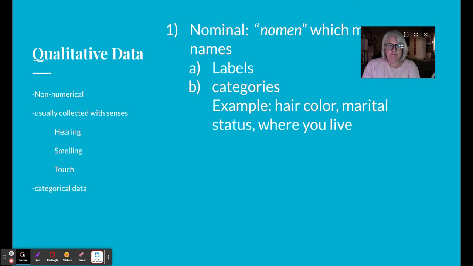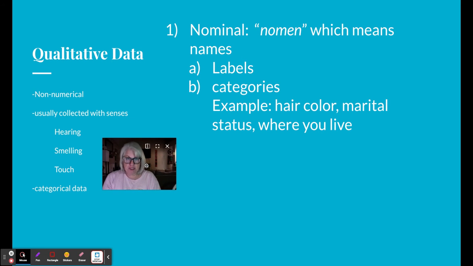Again, there's two types. So the first type is called nominal, and the root word for that is nomen. It's Latin, and it means name. So this is where we label things. So for example, what color is your hair? Mine is a beautiful silver or white. Where do you live? United States, Europe. So think about something that isn't numerical, but you're still looking at groups of people. So it's how we label things.